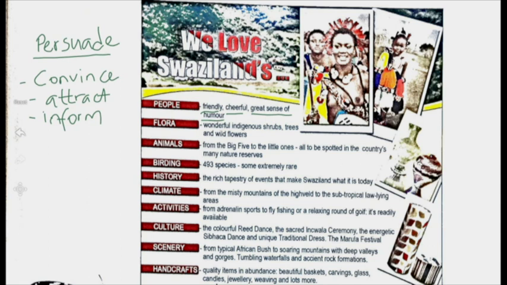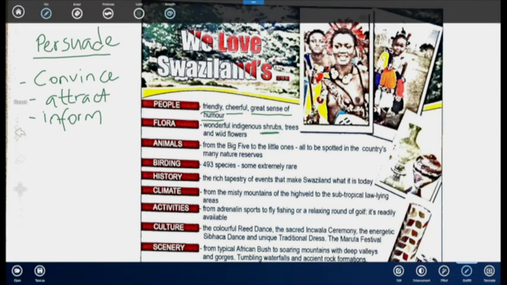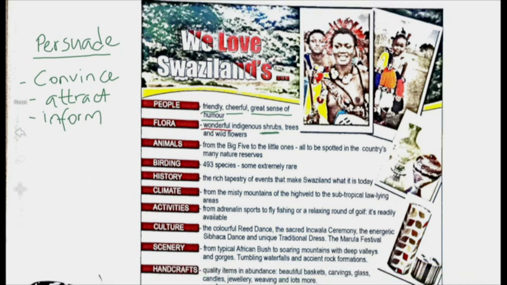The potential tourist will look at the people of Swaziland and say, okay, they are friendly, cheerful, great sense of humor, then probably they are the right people. What about the flora? Wonderful indigenous shrubs. So here, they are telling us about shrubs. But in talking about them, they give us more detail: the shrubs that are found there are wonderful. And more than being wonderful, they are also indigenous, which is something that is rare.